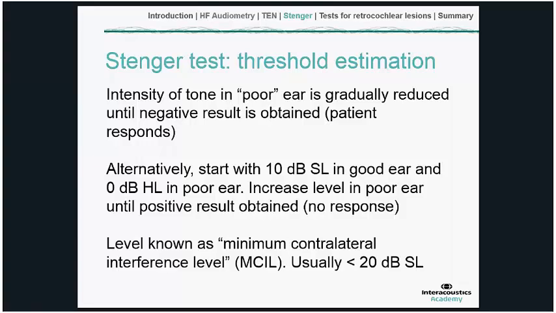But while you can identify the presence or absence, you can take the procedure a little step further and start to plot the extent of the non-organic component, and that can be by turning the sound up or down in the poorer ear until you get to the point where they do respond as they're hearing it in the good ear, in the left ear in my example, or not. And so you can begin to plot the true threshold. It's not, as far as I know, commonly used, that particular test, but it's called the minimum contralateral interference level. And normally it should be below 20 dB above the threshold in the poorer ear.